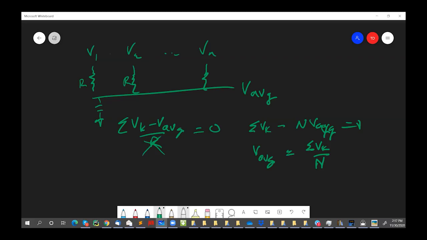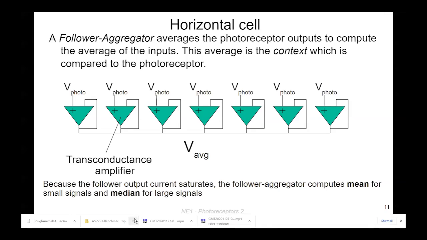But of course, these circuits are not resistors. They're actually transconductance amplifiers. In the small signal region where Vk is almost the same as V average, they act like resistors. The output current is just proportional to the difference of the input voltages, right? But in reality, what happens if the voltage difference is big? Then they saturate. And that has a very cool effect, it turns out. That's actually not so easy to compute numerically.